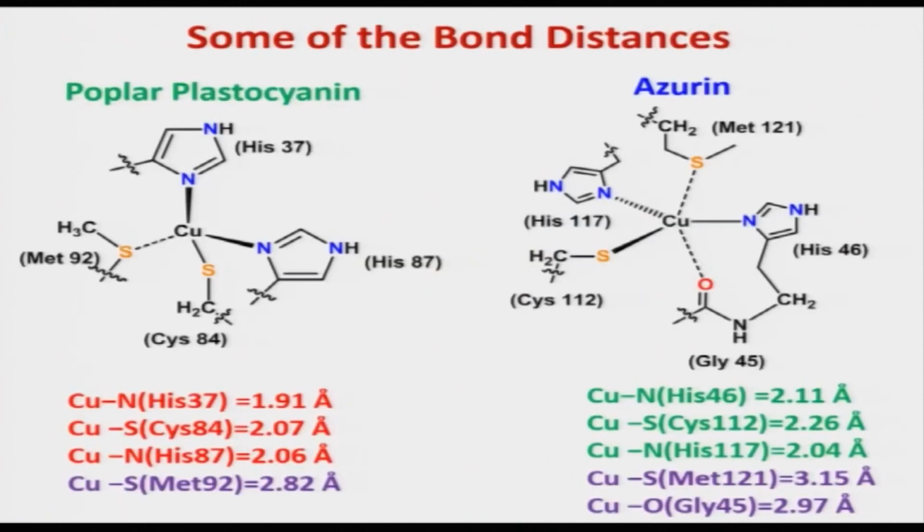Now, some of these bond distances are shown here. As I have just said, the copper-histidine nitrogen bonds are strong, 1.91 and 2.06 angstrom here. The copper-cysteine sulfur bond is also strongly ligated, 2.07. Interestingly, the copper-methionine sulfur bond is very weak, 2.82 angstrom in poplar plastocyanin.